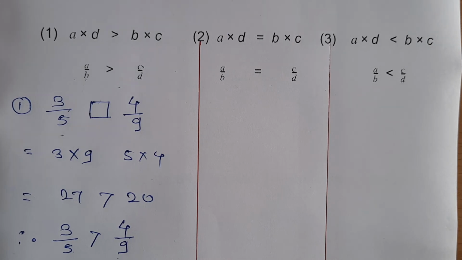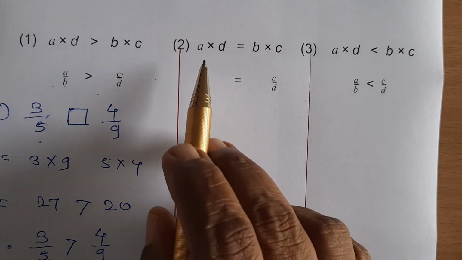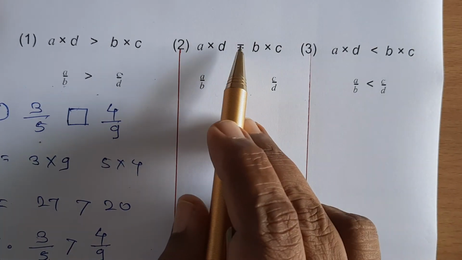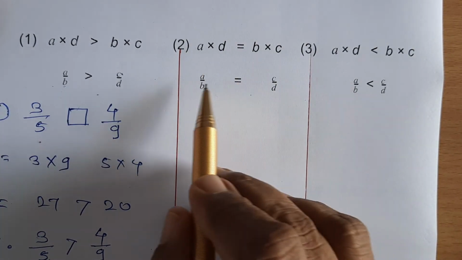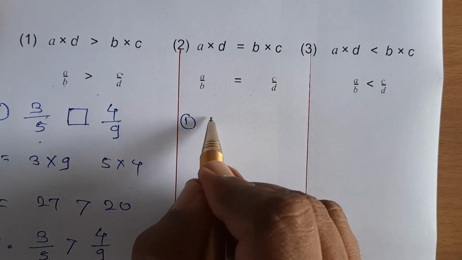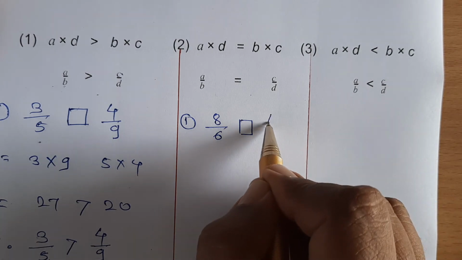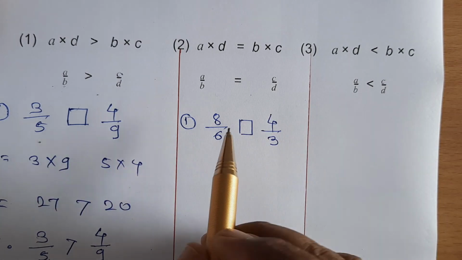Now in the second case, when the cross multiplication is equal, that is a into d and b into c are equal, then both the rational numbers are equal. Example: 8 upon 6 and 4 upon 3.